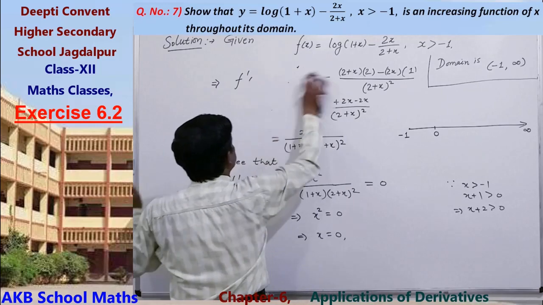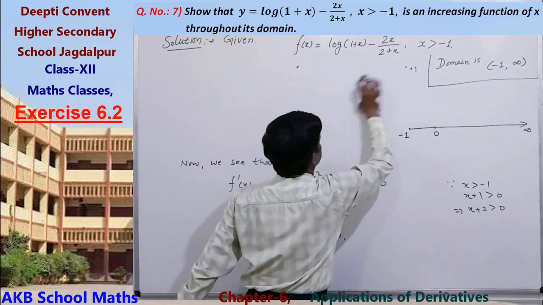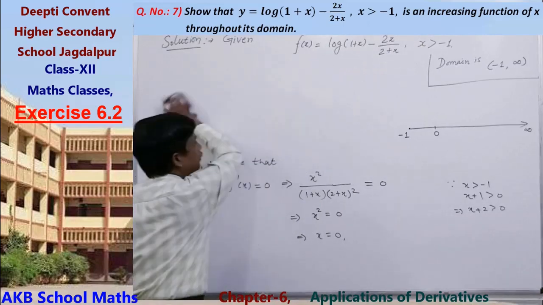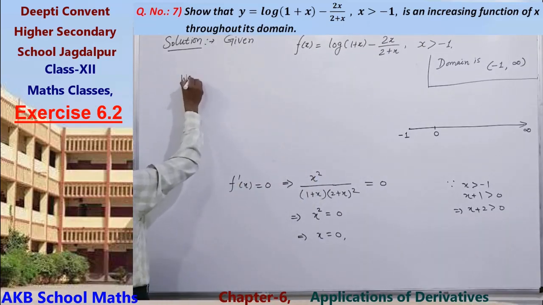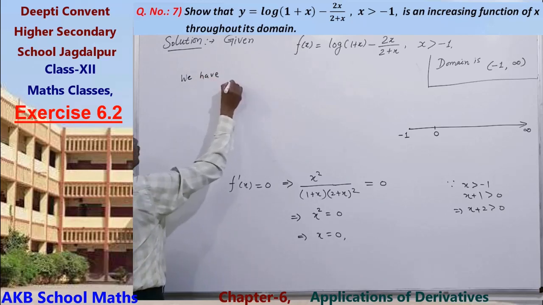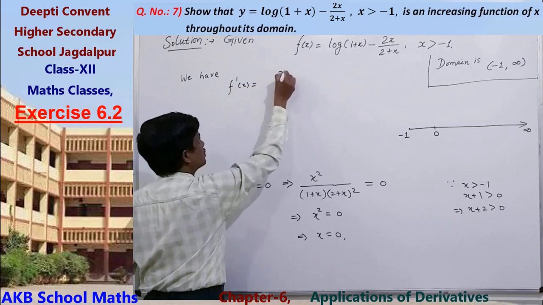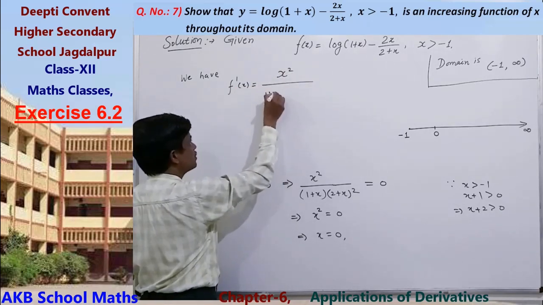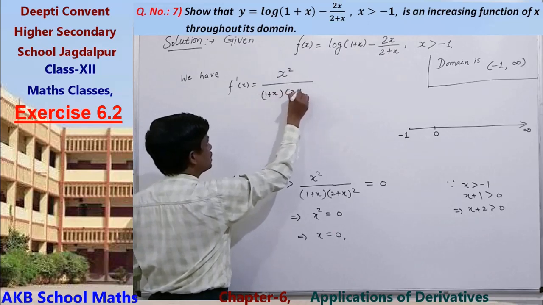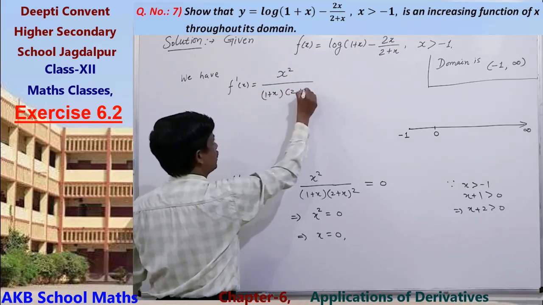Okay, now take f dash x equals x square upon 1 plus x into 2 plus x square.